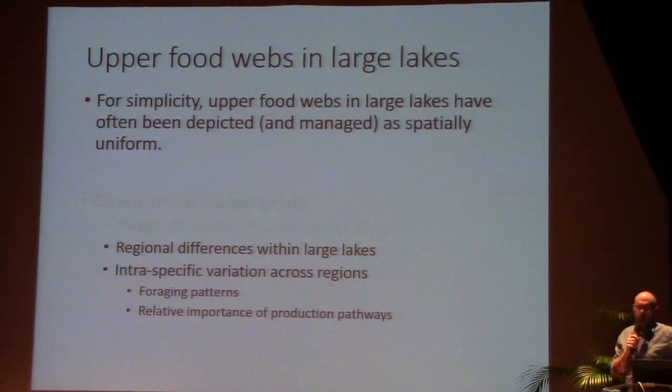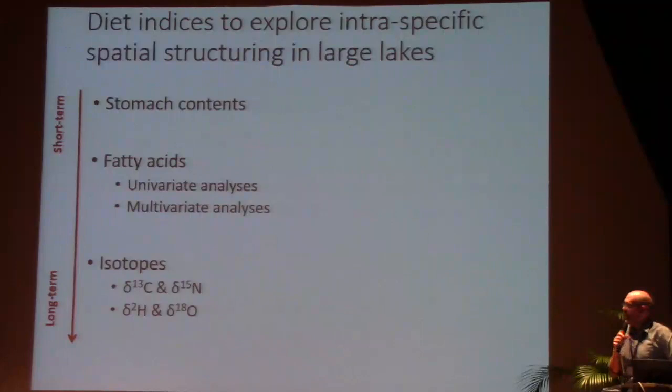One thing that we've been working on in our lab together with a number of collaborators is exploring regional differences within large lakes, and in particular focusing on intraspecific variation across regions in terms of differences in foraging patterns and the relative importance of different production pathways that are supporting fish. To do so, we've been using a variety of different diet indices, including stomach contents, fatty acids, isotopes, mercury, and morphological analyses. I won't go into these methods in detail, but in brief, stomach contents give a fairly high taxonomic resolution of what fish are eating, but only depict what they're eating over a very short time frame, whereas isotopes, carbon-13, nitrogen-15, and then also hydrogen and oxygen, are more long-term measures of what fish have been eating, but provide a lot less taxonomic resolution.